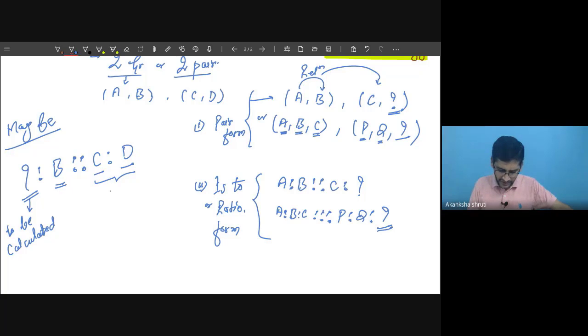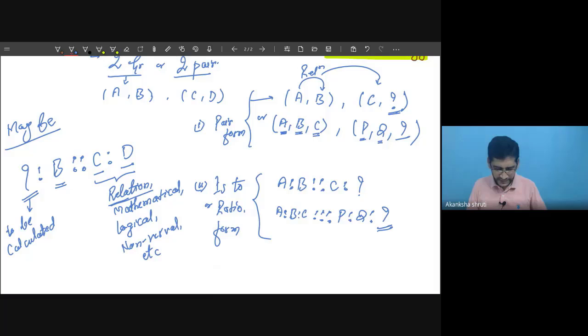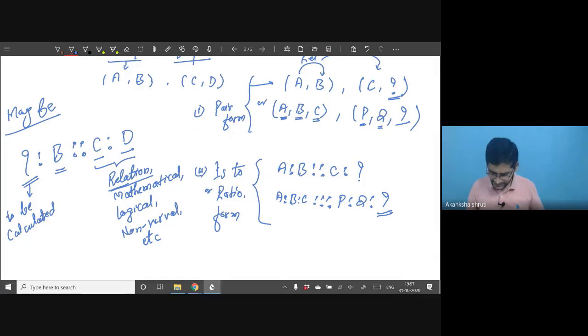Here you have to search for the relation, maybe mathematical, or any other logical one, like mirror image, or rotation based, or it may be of the non-verbal type, etc. So what is that relation? We have to first determine that. Then you have to apply the same relation.